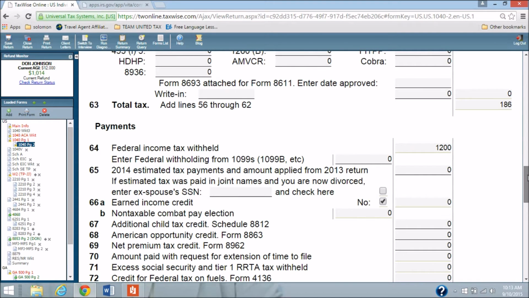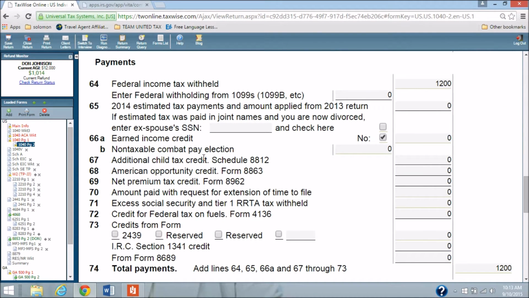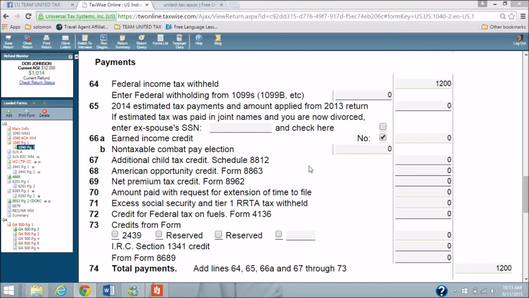Everything showing up down here is going to be a credit to the taxpayer. So we see it here, and we also see we're down in the payment section on the 1040 page 2. So in the payment section, you're going to see your federal income tax withheld, which is $1,200. When we added that $1,200, we actually got a refund over here on the refund monitor. When we added that federal income tax withheld, it actually created a tax return.